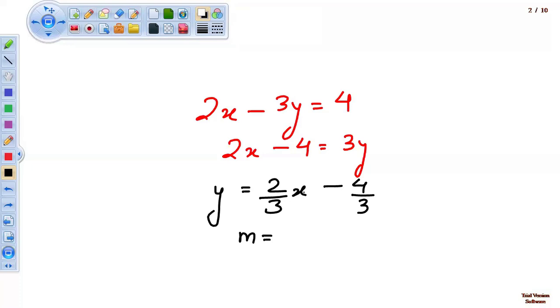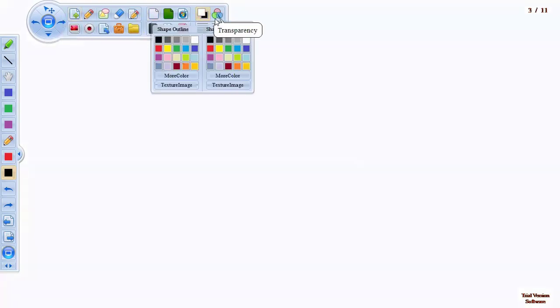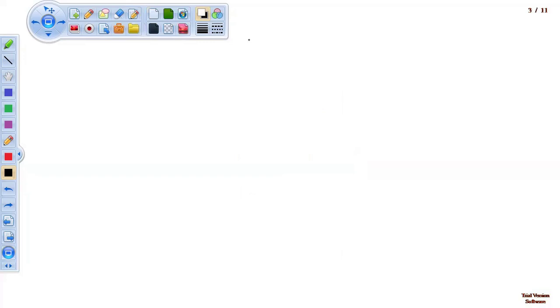Now, y-intercept and slope is simple. The coefficient of x now is the slope. So slope is equal to 2 by 3. And the constant term is the y-intercept. So y-intercept is minus 4 by 3. That's how we can find the slope and y-intercept. Now, there's another method of finding slope. Here we have an equation, we can find the slope with the help of that equation. But if we don't have an equation, we just have 2 points, then how can we find the slope?